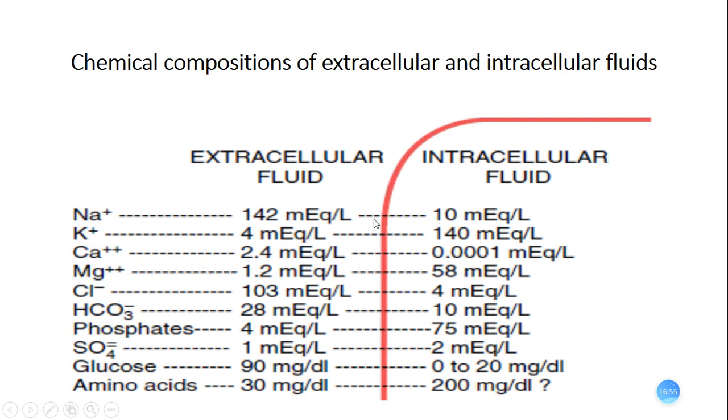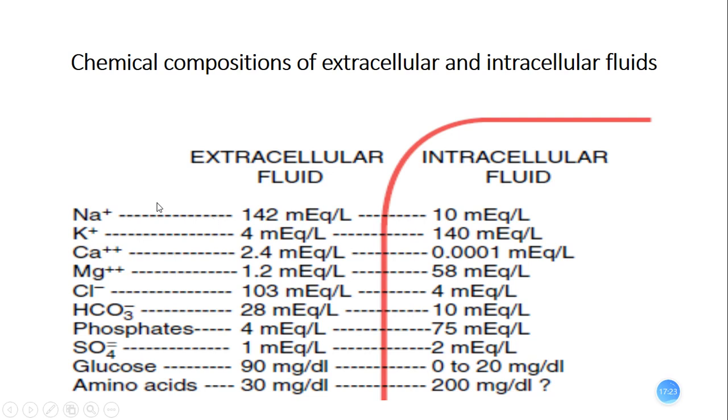And you notice there is unequal distribution of ions. Sodium wants to go inside the cell, and potassium is the opposite: we have much more potassium inside the cell. Calcium is more outside the cell, and magnesium is more inside the cell.